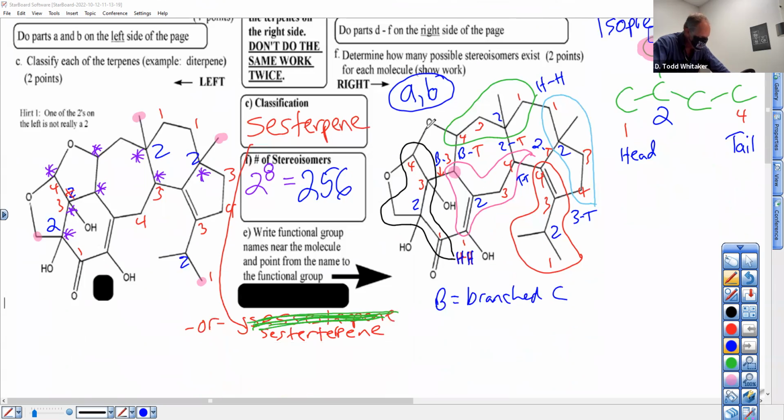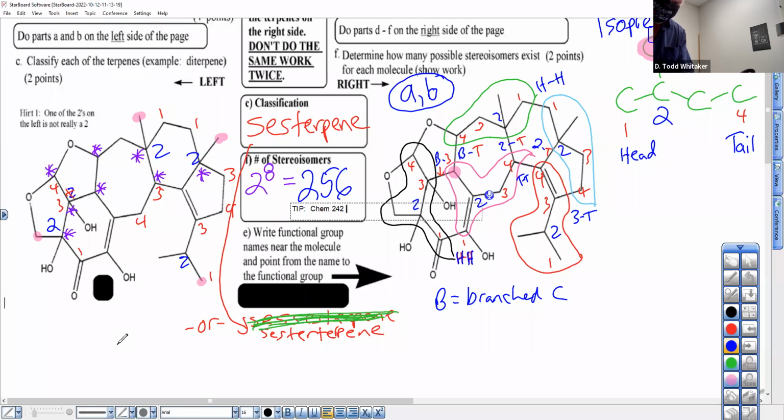Functional groups. We'll do it on the left because we have a little more room. I'd have another hint here. Control hint. Control T. There you go. Tip. Chem 242 preview. We like those.